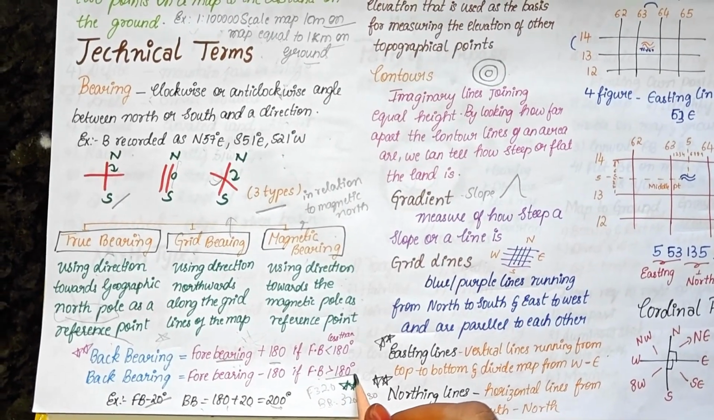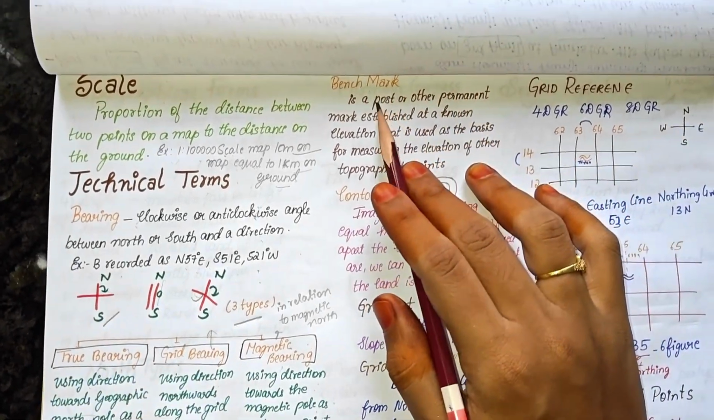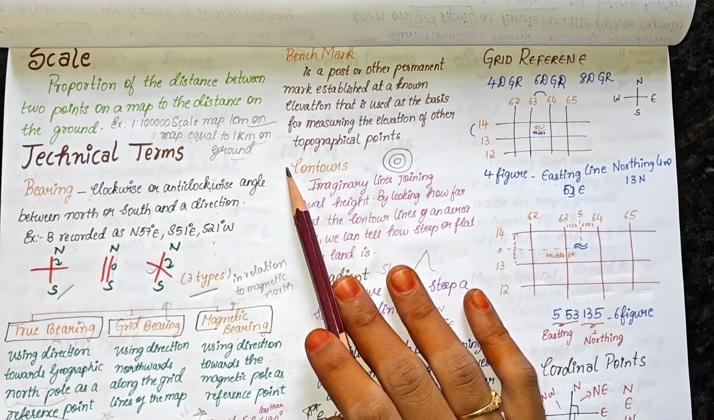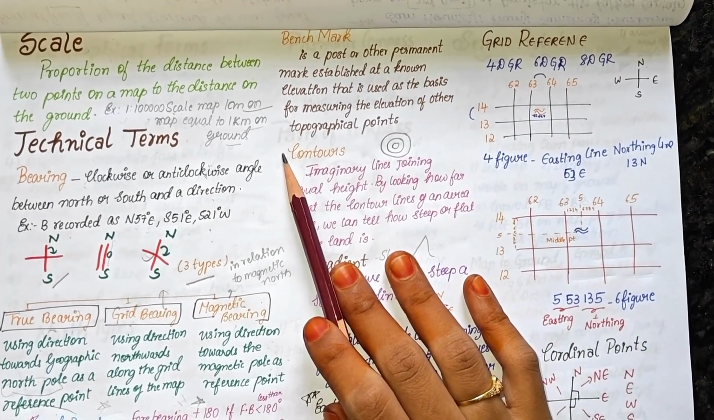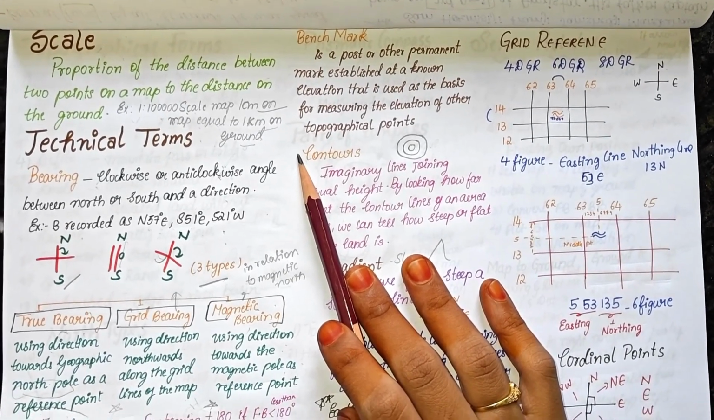Since it's less than 180. Important bit and definitely asked in the paper. What is a benchmark? A benchmark is a post or other permanent mark established at a known elevation that is used as the basis for measuring the elevation of other topographical points.